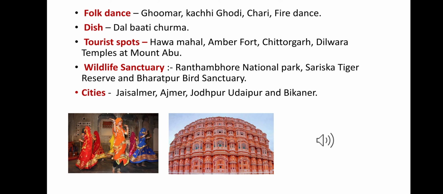Rajasthan is very famous for its tourist places, like Hawa Mahal, Amber Fort, and Chittorgarh Fort, which are located in Rajasthan, and Mount Abu is famous for the Dilwara Temple. Rajasthan has many wildlife sanctuaries like Ranthambore National Park, Sariska Tiger Reserve, and Bharatpur Bird Sanctuary. Some important cities are Jaisalmer, Ajmer, Jodhpur, Udaipur, Bikaner.